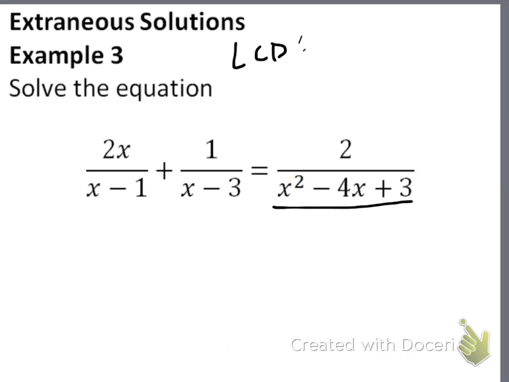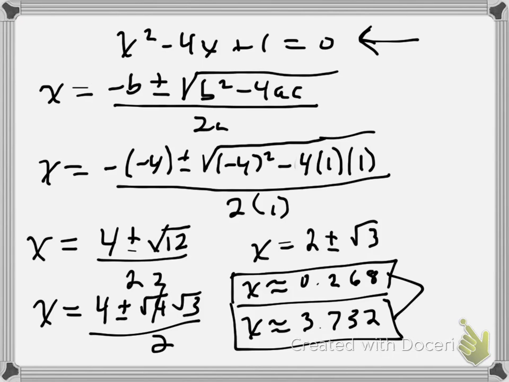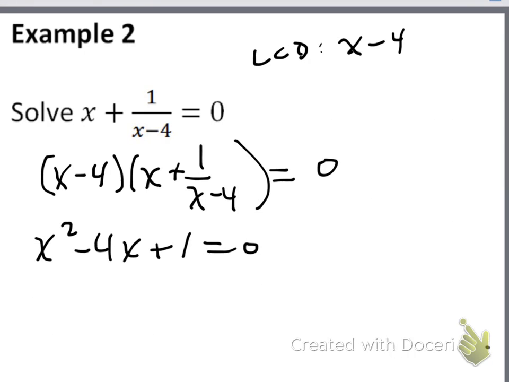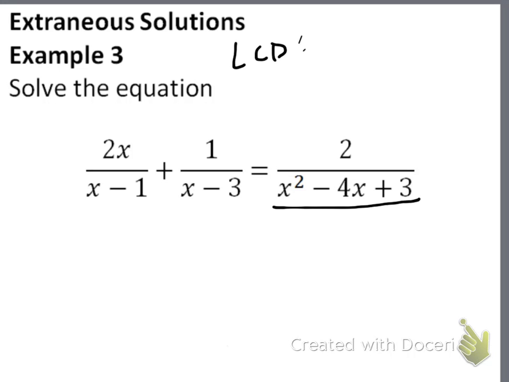What you'll notice here is x squared minus 4x plus 3. We factored that in example 1. We factored that and got x minus 3 times x minus 1. So that's going to be what my LCD is. So x minus 3 times x minus 1. So I'm going to have to multiply both sides of this equation by that.